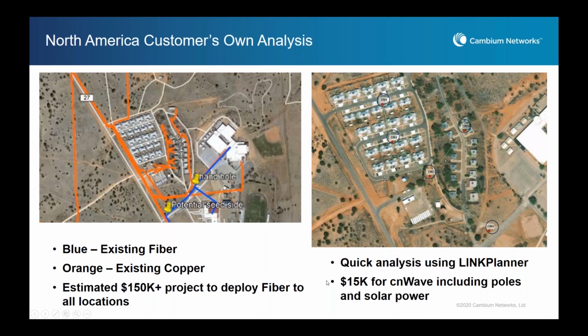and by using cnWave, it's about 1/10 the cost of that, using wireless and 60 gigahertz to deploy cnWave, including putting in a couple of poles with solar power to extend that network across this region. So again, another example of why this technology is really cost effective relative to fiber or other wireless alternatives.